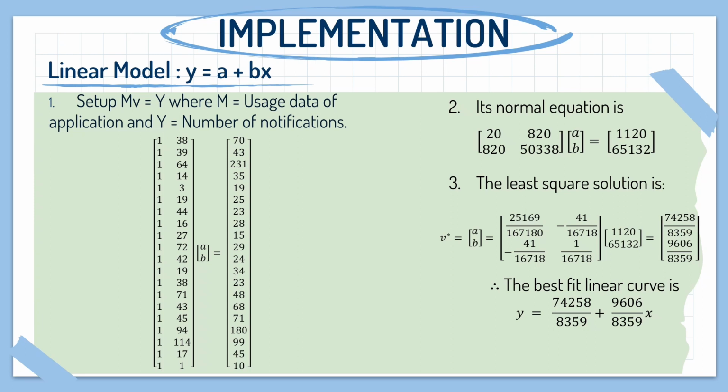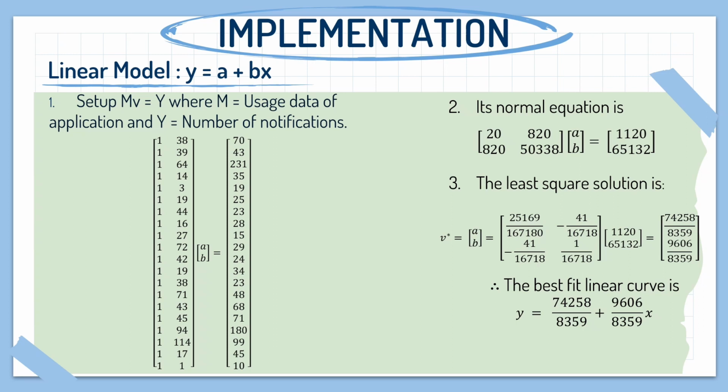From the data, we need to find the best fit curve with minimum error magnitude to make our model more accurate to the real data by using the least square method. So, the first model is a linear model. The equation of linear model is y equal to a plus bx.